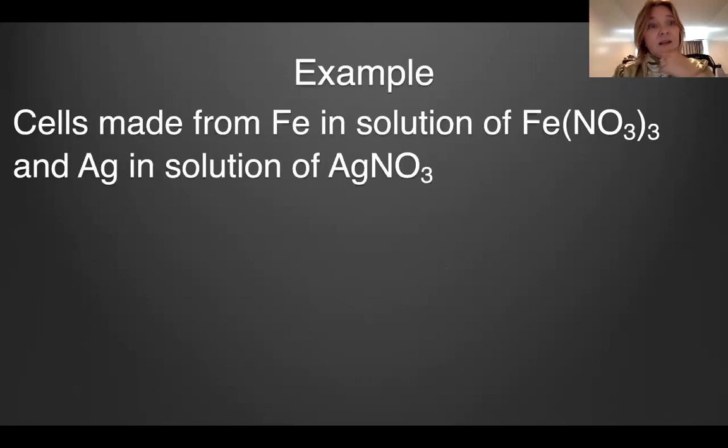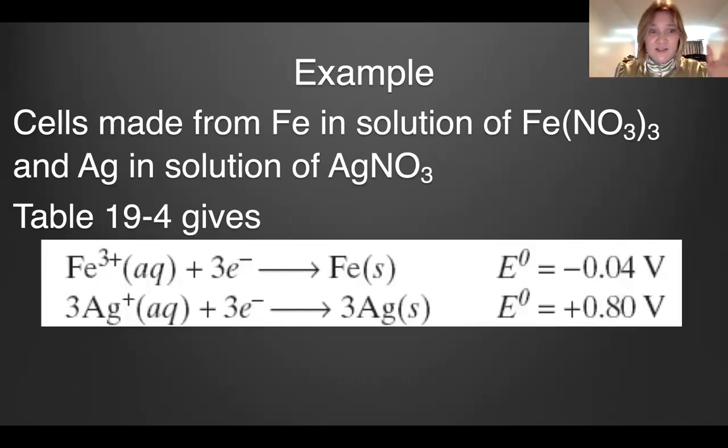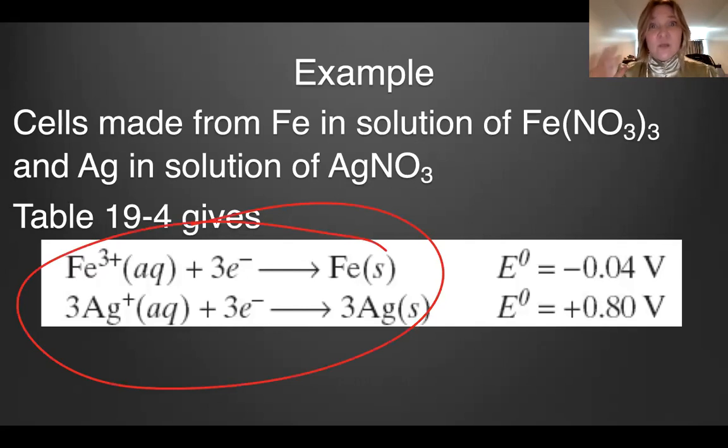Example, let's say a cell is made from iron in a solution of iron nitrate and silver in a solution of silver nitrate. So if we look at figure 2.10, we have these two values. Remember, they're written as potentials for reduction. So of course, both of these equations are reduction half reactions, and you get your E zeros.